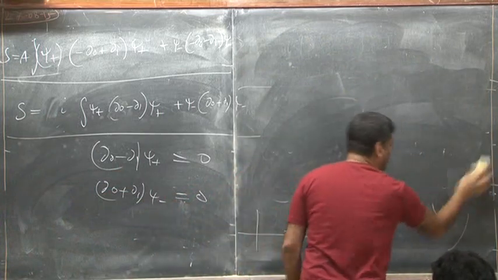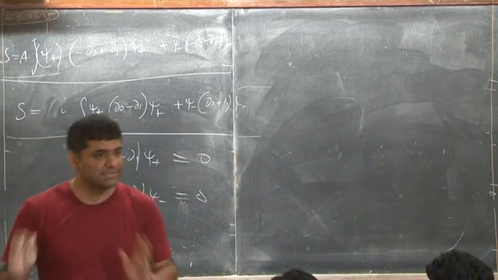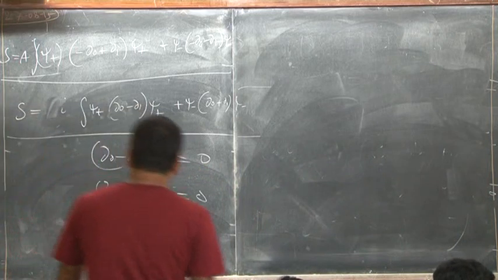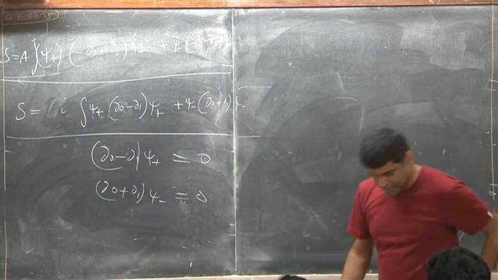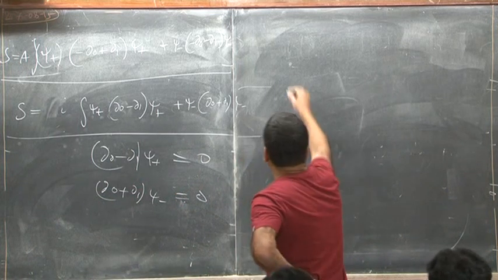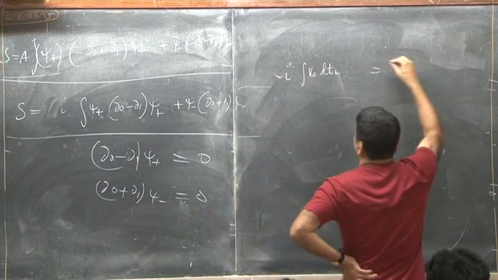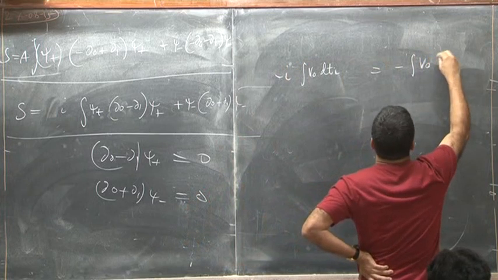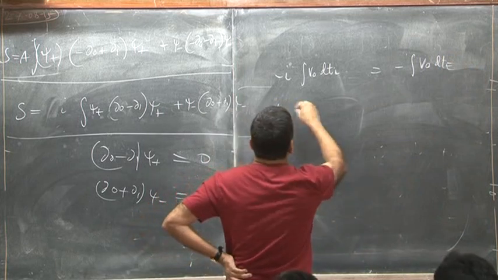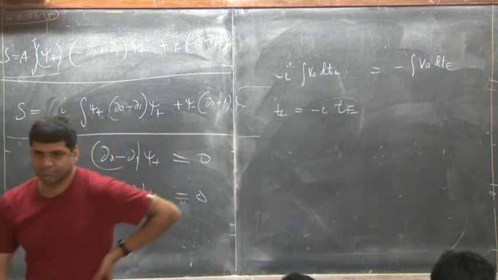Now we analytically continue to Euclidean space. By the way, what is our reality property? Psi plus dagger is psi plus, and psi minus dagger is psi minus. That will be our reality property forever. Now we move to Euclidean space. What was the analytic continuation? Minus i V0 dt Lorentzian should become minus V0 dt Euclidean, which means t Lorentzian is equal to minus i t Euclidean.